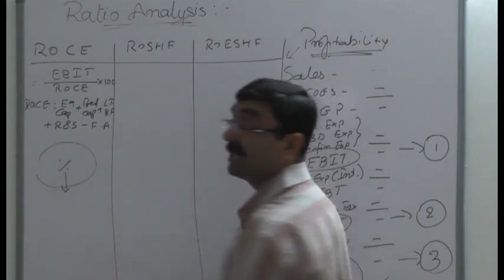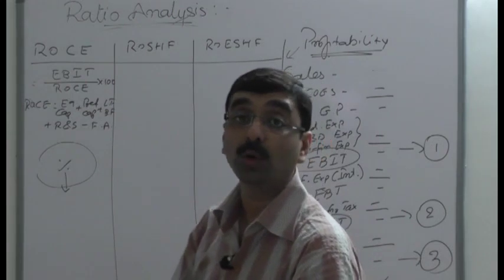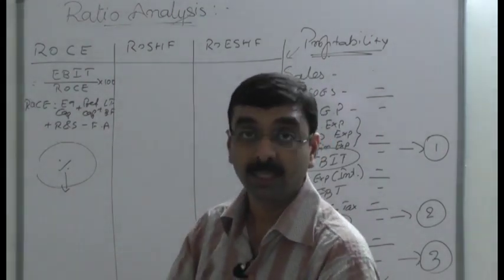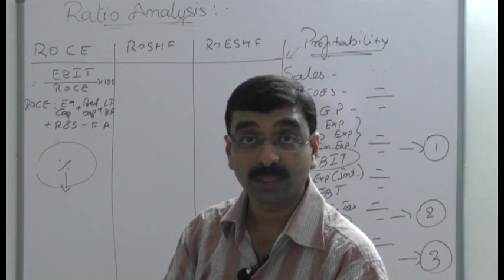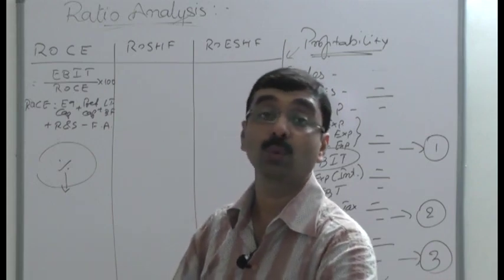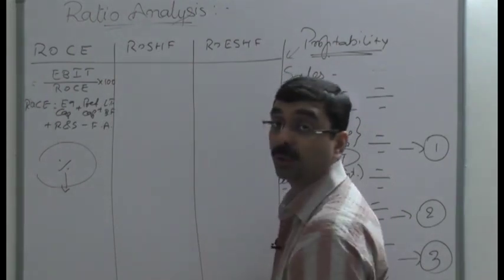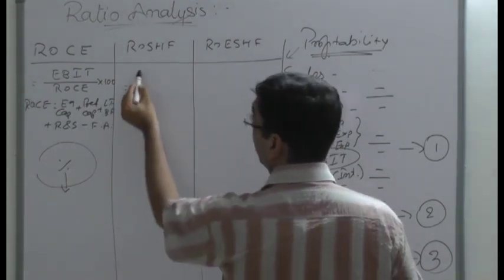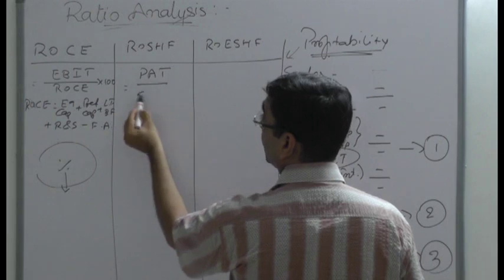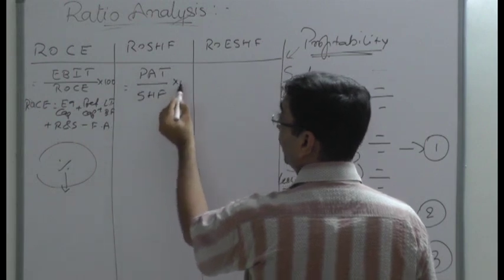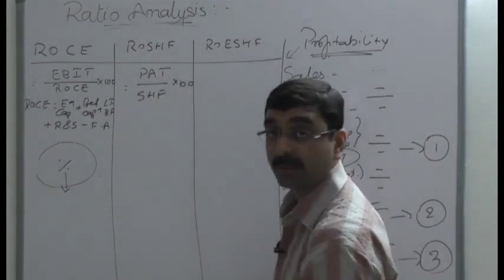This percentage represents the amount of return on your total investments, whether it is owner's investments or investments through borrowed funds. Now coming to the next, return on shareholders fund. The formula is profit after tax divided by shareholders fund into 100. Again, this is also found in percentage.